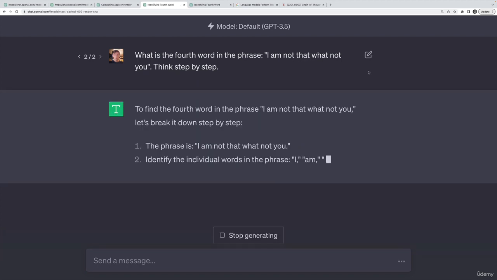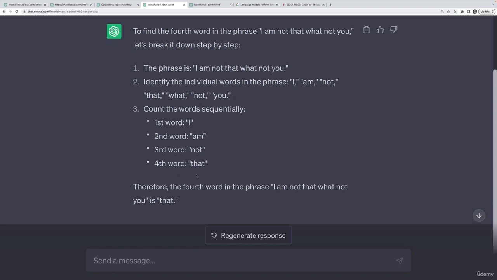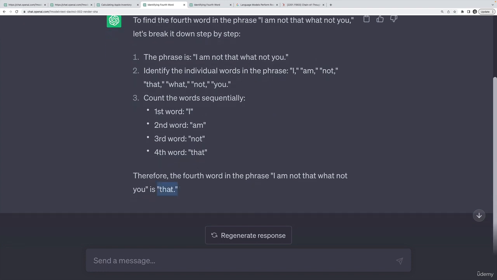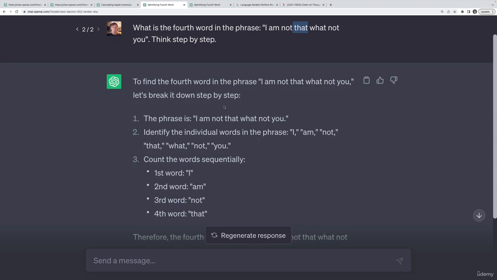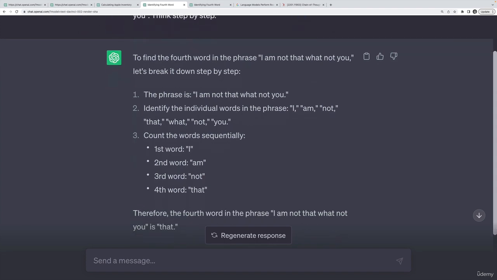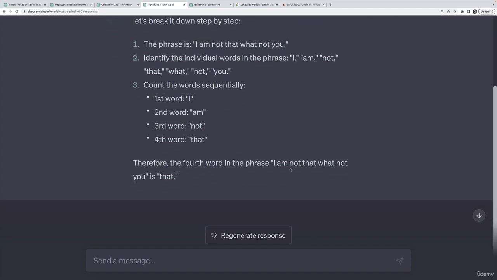There's not a lot of steps here, but you can see it breaks it down, and it does result in the correct answer. The 4th word in the phrase is that, which is correct, right? 1, 2, 3, 4. So it gives me a full explanation, which is kind of silly. I don't need the explanation, but by asking it to explain itself step by step, it arrives at the right answer, where before it wasn't giving me the right answer. So it's, like I said, I think it's fascinating.